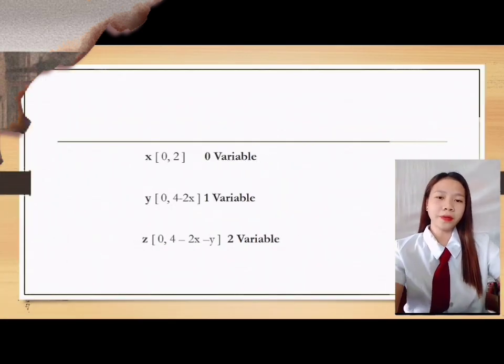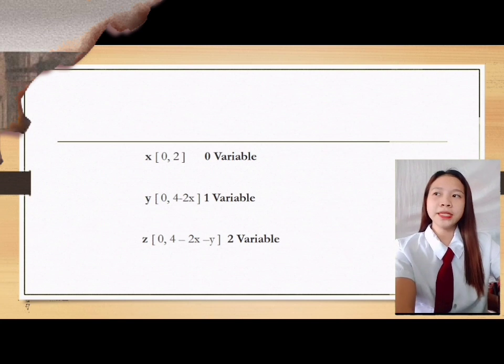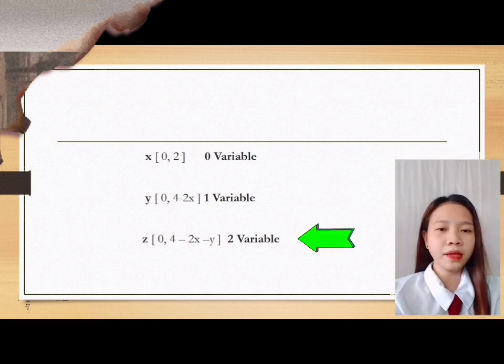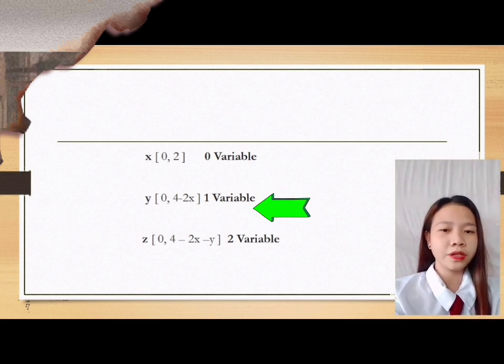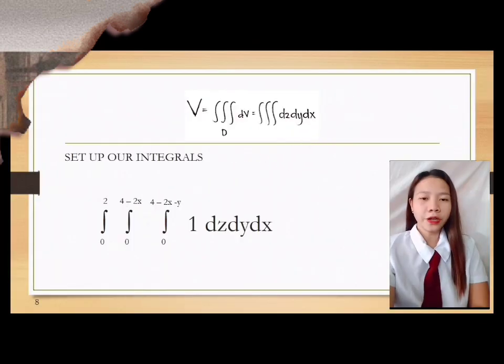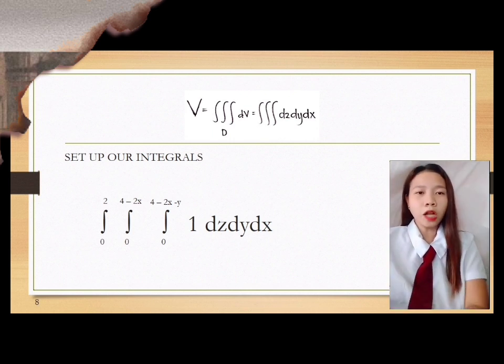Now that we have the limits of integration, we just need to figure out our order of integration by looking at the variables involved. There are two variables involved in z, there is one variable involved in y, and there is no variable involved in x. The order of integration should be in descending order of the number of variables involved in the limits of integration. All we need to do now is set up our integrals.